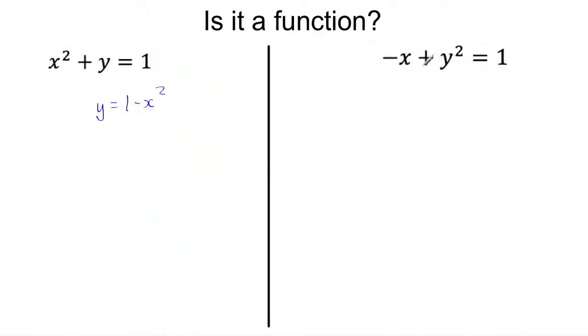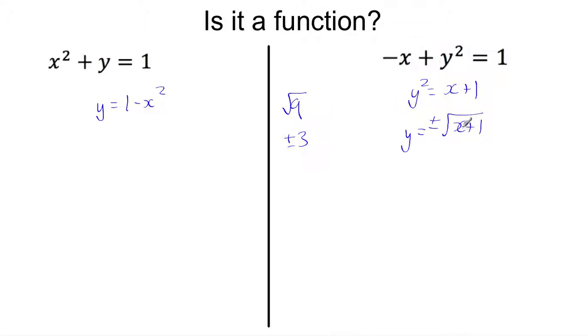Now over here, though, if I solve this, I get y squared is equal to x plus 1. I have to take the square root. So I get y is equal to the square root of x plus 1. Now when I take the square root of something, don't forget I need to put a plus or minus, right? Like, what's the square root of 9? It's plus or minus 3, because 3 times 3 is 9, and negative 3 times negative 3 is also 9.